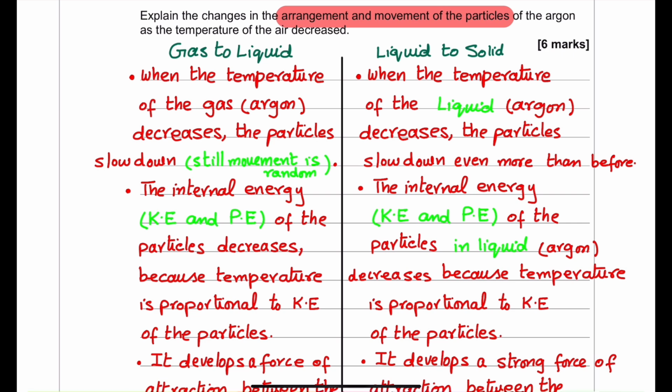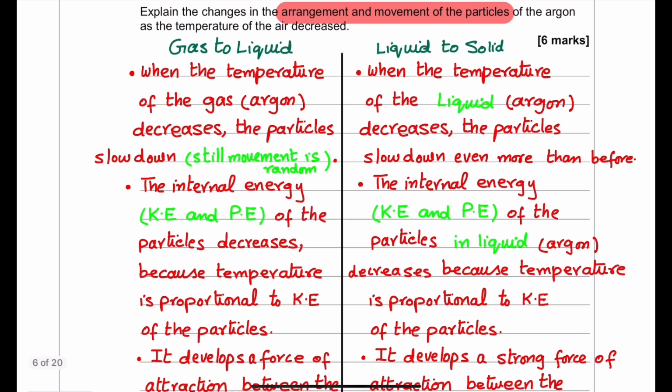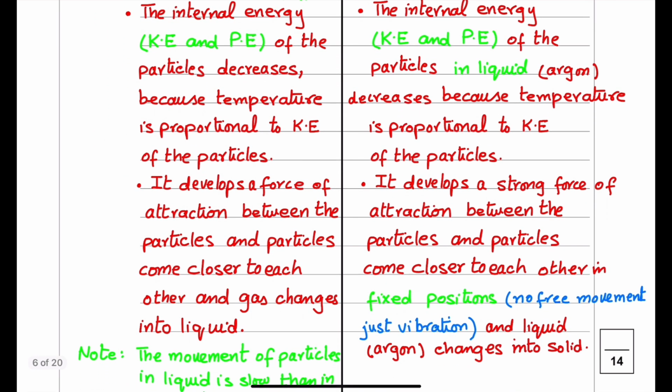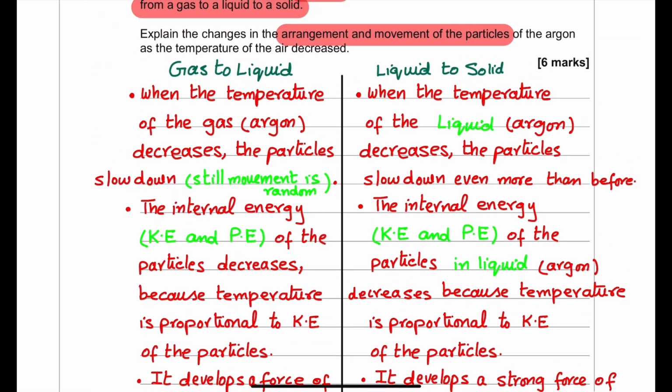As the temperature is reduced, the kinetic energy of the particles in the gas is reducing. Therefore, the particles are getting closer to each other. A force of attraction develops between the particles in the gas. It develops a force of attraction between the particles, and particles come closer to each other in the gas, and the gas changes into the liquid form. Now we are going to discuss the other part. Now we will discuss the movement of the particles from the liquid to solid state.